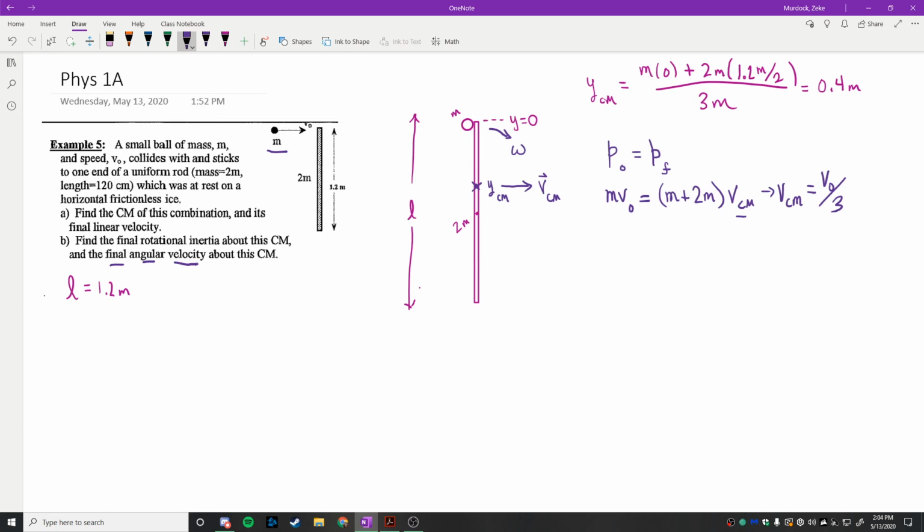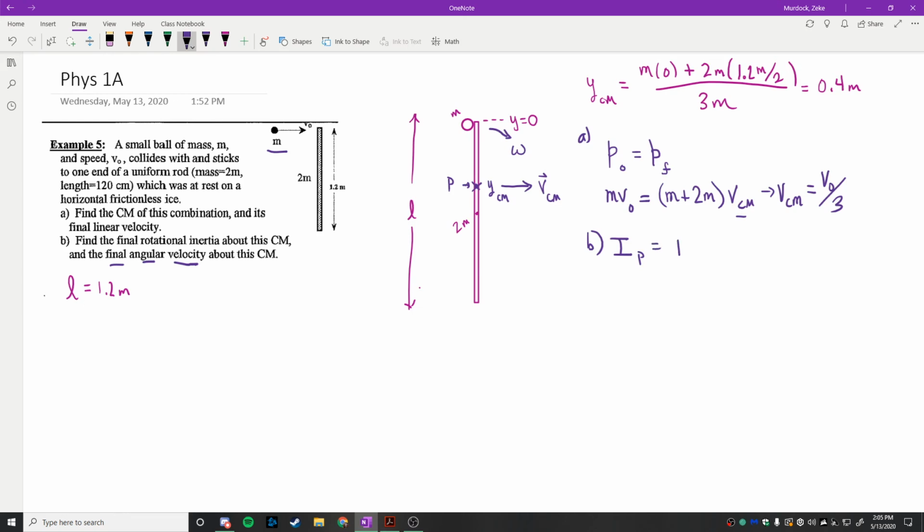The next thing we want to do is to find the final rotational inertia about the center of mass. So this is part A. Part B, we want to find the moment of inertia about this point right here, and I'm just going to call that point P.